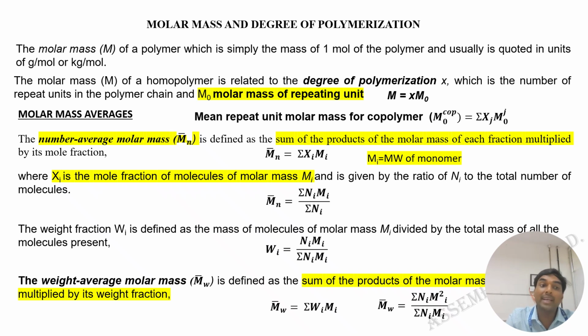Another option is the weight average molecular weight, where Wi is Ni Mi divided by the sum of Ni Mi. So these are different methods by which we can determine the molecular weight. Basically Wi is Ni Mi, right? So Wi equals Ni Mi, and the weight average is the sum of Ni Mi squared over the sum of Ni Mi.